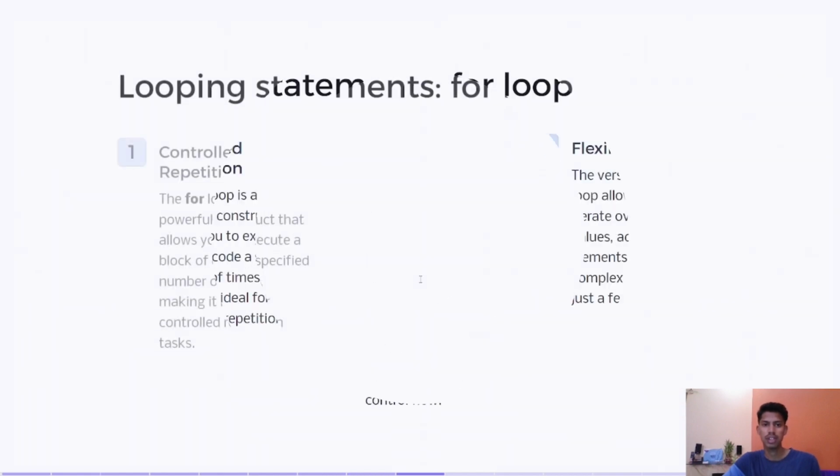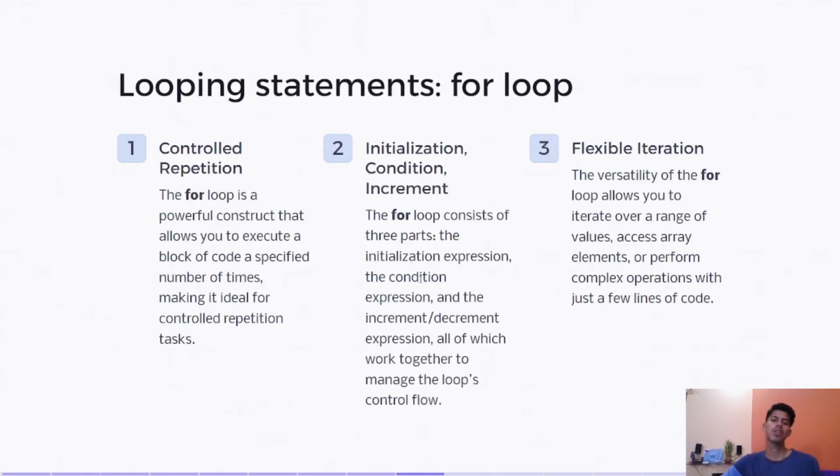So, next, the looping statements. Coming to the first one, that is the for loop. Controlled repetition. The for loop is a powerful construct that allows you to execute a block of code a specified number of times, making it ideal for controlled repetition tasks. Here it says a set of code is repeated a number of times. So here we use the for loop for a number of times.